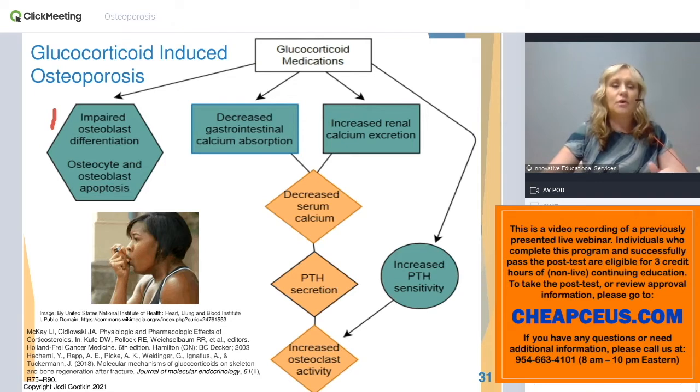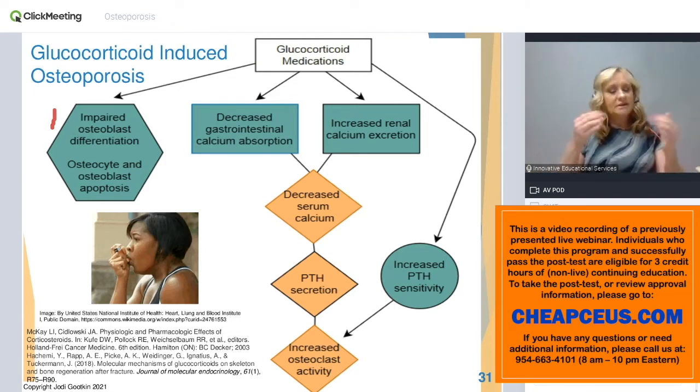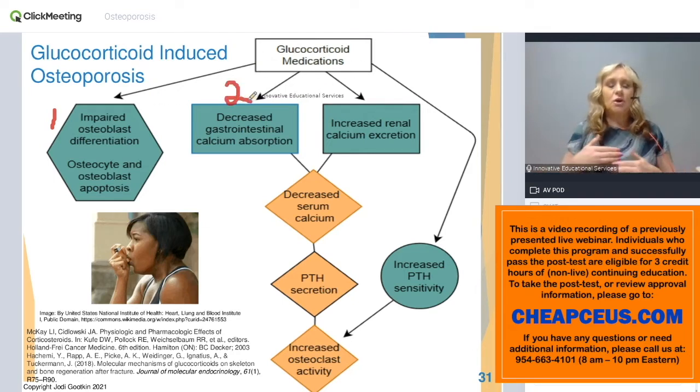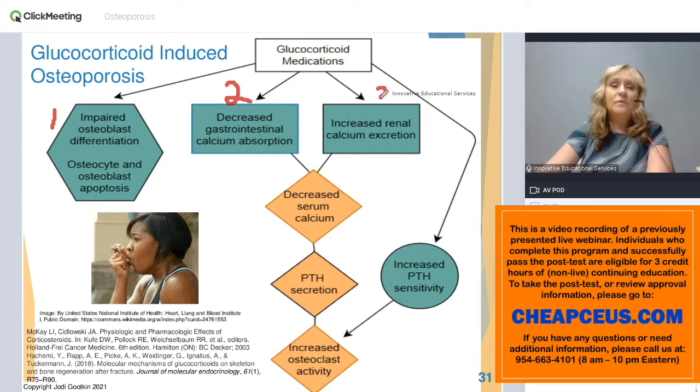Unfortunately, the glucocorticoids impair that ability. Secondary, because this is multifaceted, what we see is that these medications are going to decrease the absorption of calcium in the intestines because it just is not as effective in pulling that calcium from the dietary intake. And then the kidneys tend to be pushing out more calcium. So we have the fact then that there's less calcium present in the circulatory system.